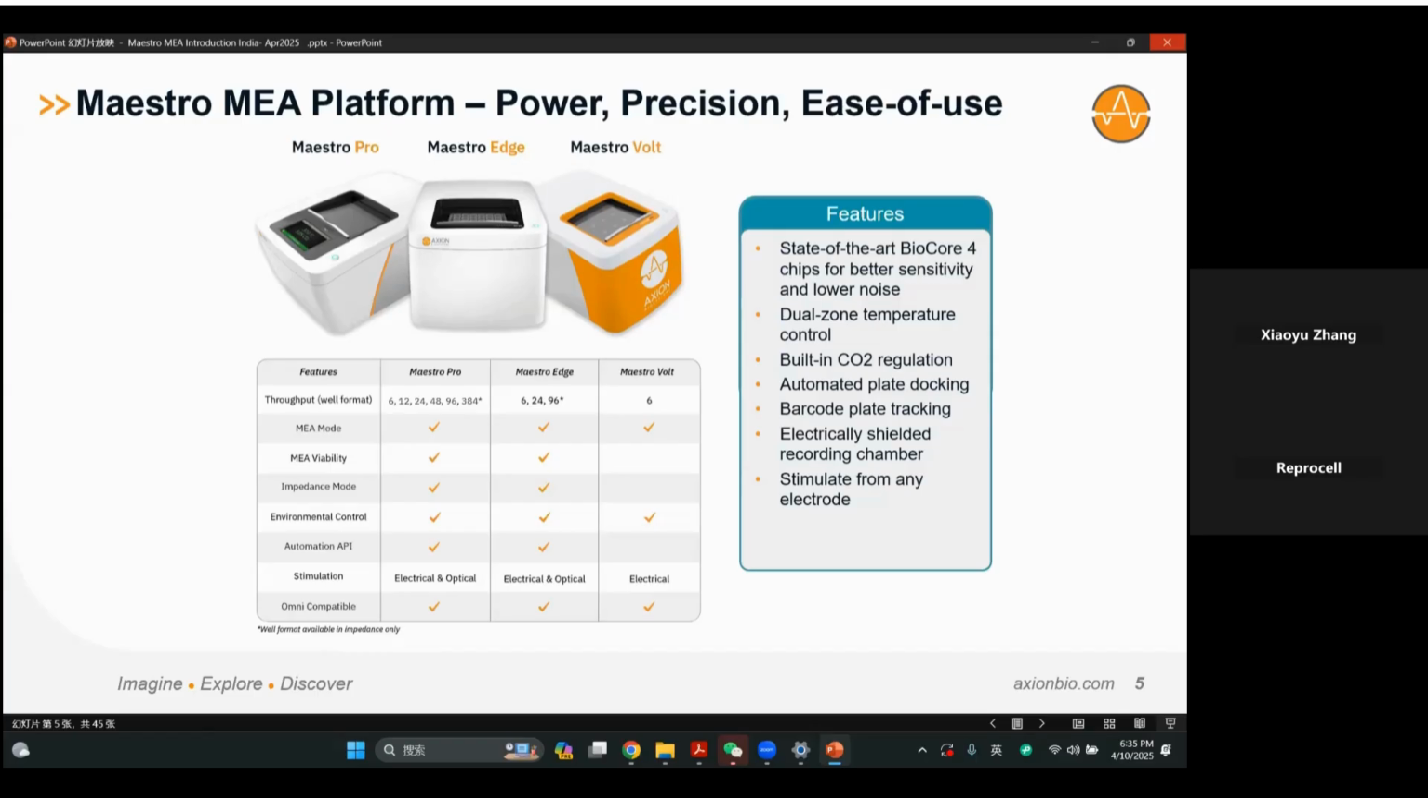In addition to core electrophysiology capabilities, customers have the option to select viability and impedance modules based on their specific research requirements. All these systems are capable of electrical stimulation and are fully compatible with our Omni systems. The Omni will be introduced at the end of this webinar. Overall, our flexible modular design allows customers to choose the components that best align with their research objectives.